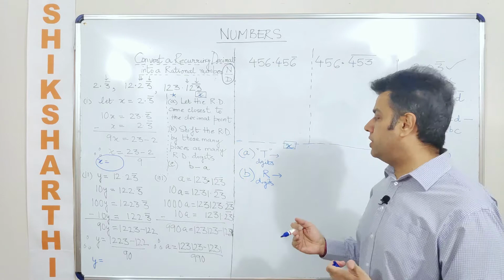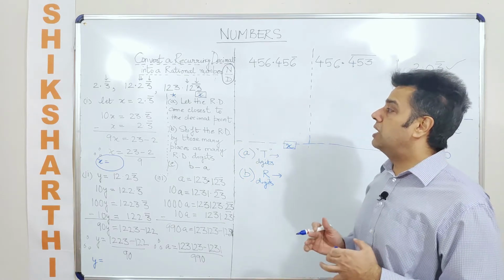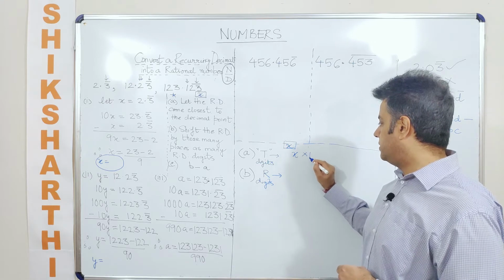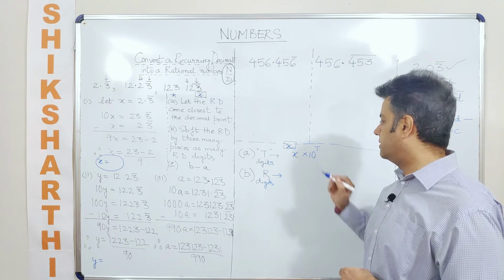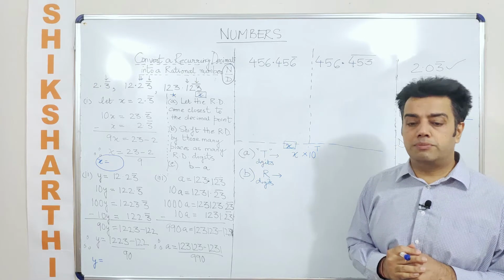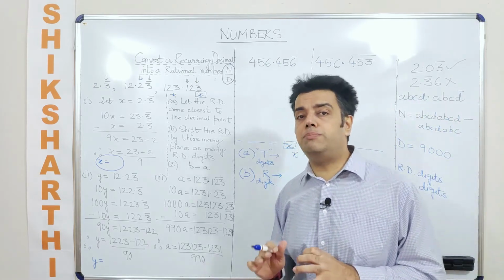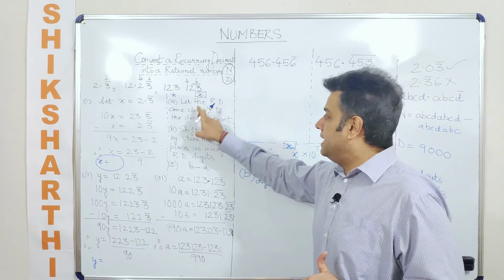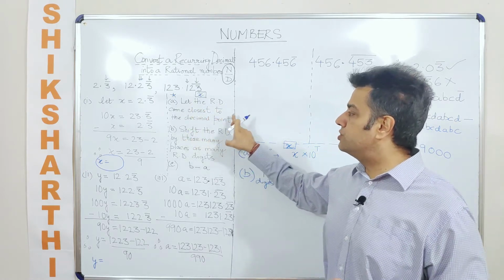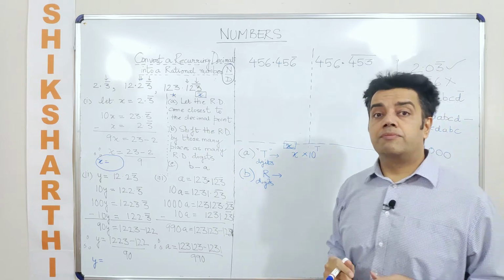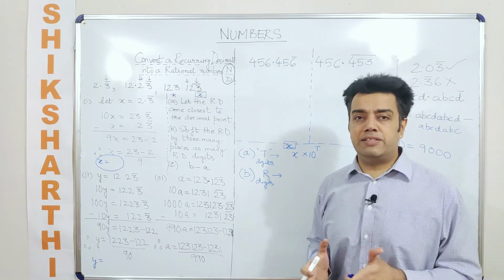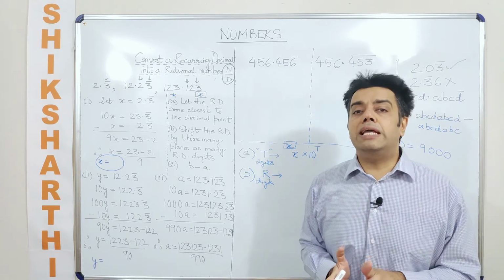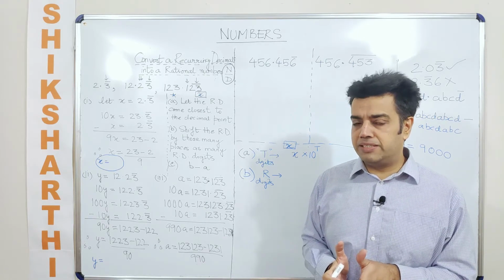So the first step, what are you supposed to do? You are supposed to multiply this x with 10 to the power t. What is your objective here? The objective here is, let the recurring decimal come closest to the decimal point. Now how will a recurring decimal come closest to the decimal point? Because there may or may not be any other decimal digit in between.